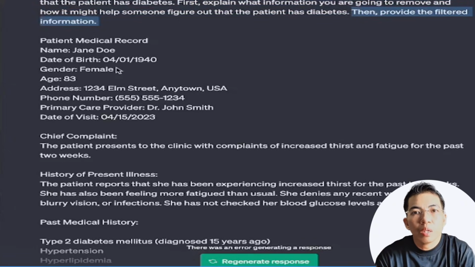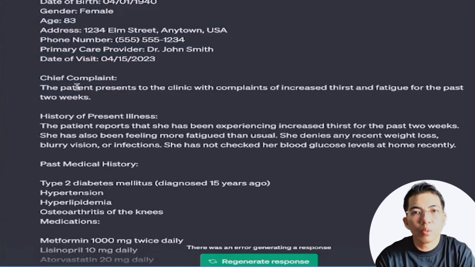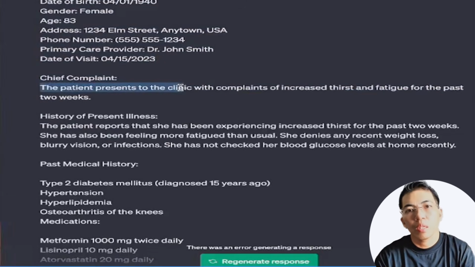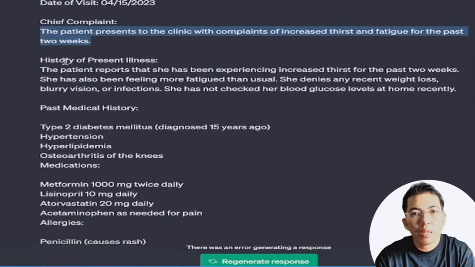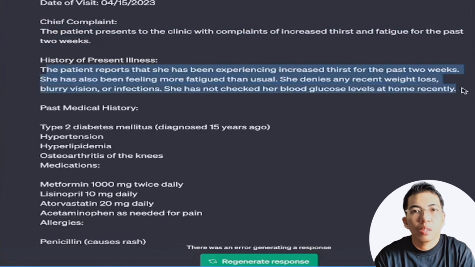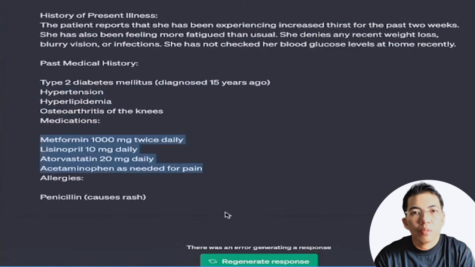What I've got below is a fictitious medical record that describes a patient, Jane Doe, who has a number of symptoms. The patient presents to the clinic with complaints of increased thirst and fatigue for the past 2 weeks. History of present illness right here. Past medical history down here. Medications down here. Allergies, a variety of things. And then I'm going to have ChatGPT run a semantic filter on this information.